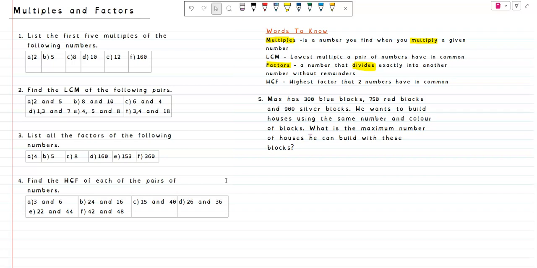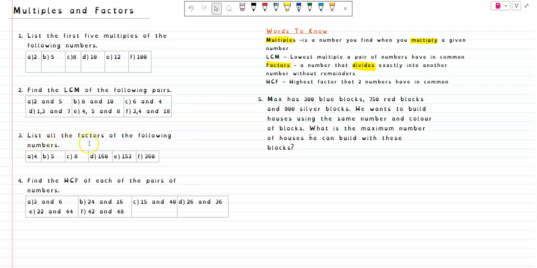Remember, corrections are important. Remember, there are 5 questions. Let's read through them quickly. Question 1: list the first 5 multiples of the following numbers: 2, 5, 8, 10, 12, and 100. Question 2: find the lowest common multiple of the following pairs: 2 and 5, 8 and 10, 6 and 4, 1, 3, and 7. Yes, there are 3 numbers, which means you need to find the multiples of each of these numbers and then find the lowest one they have in common. Then we have 4, 5, and 8. We have 3, 4, and 18.